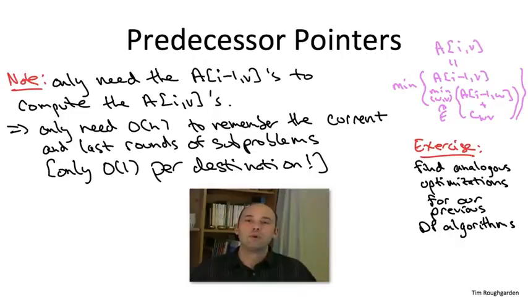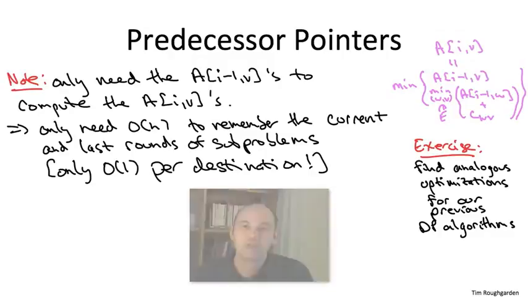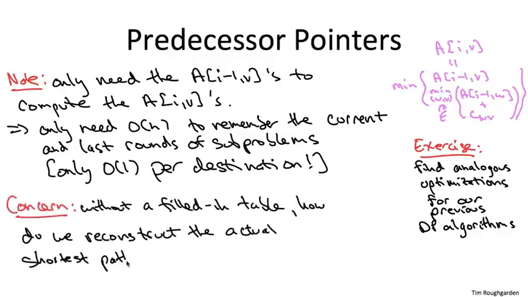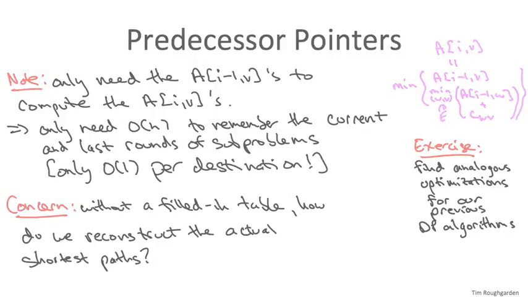If you've thrown out most of your filled-in table, how are you going to run this reconstruction algorithm? In the context of the Bellman-Ford algorithm, how are you going to reconstruct shortest paths if you haven't remembered all of the subproblems of all of the previous iterations? And you can certainly imagine in a routing application, for example, you don't just want to know that the shortest path has length 17, you want to know what route should we take to get from point A to point B.